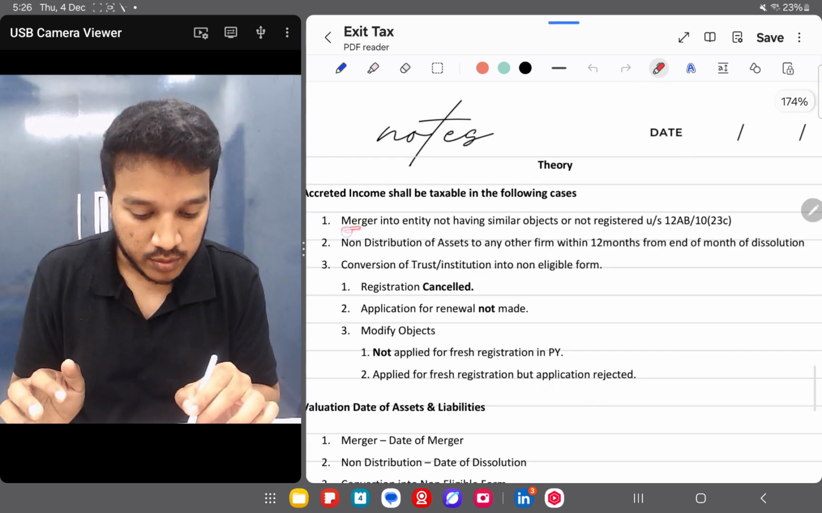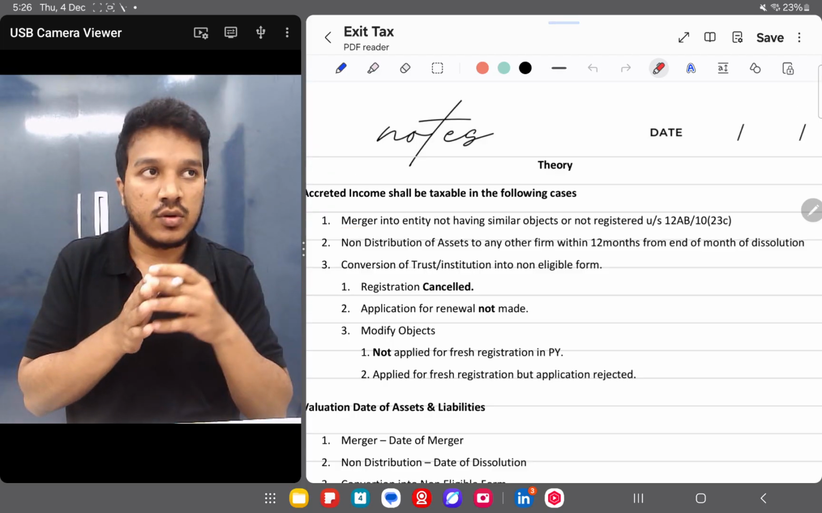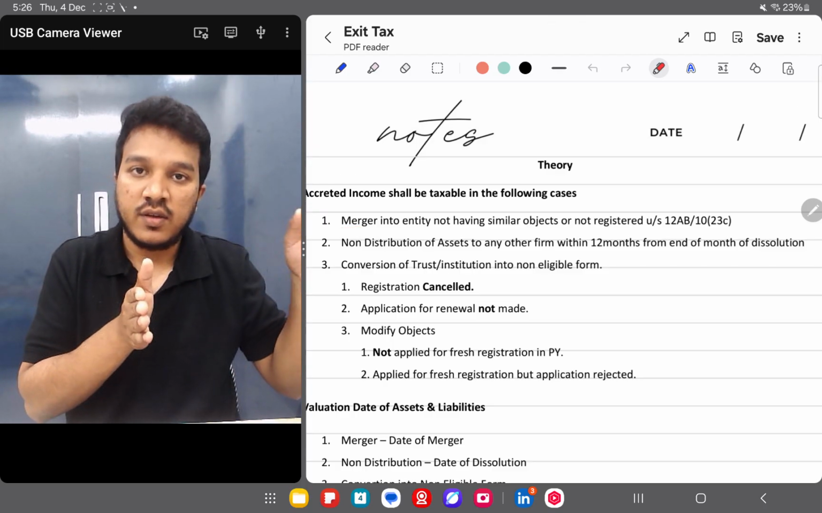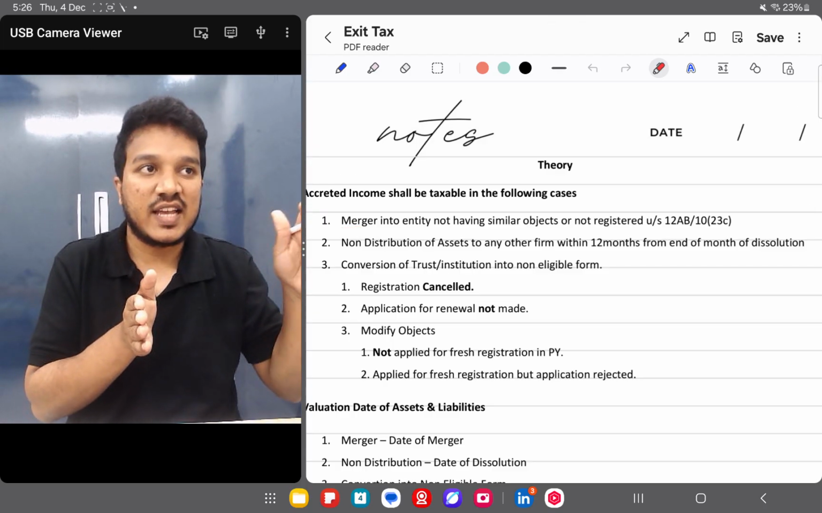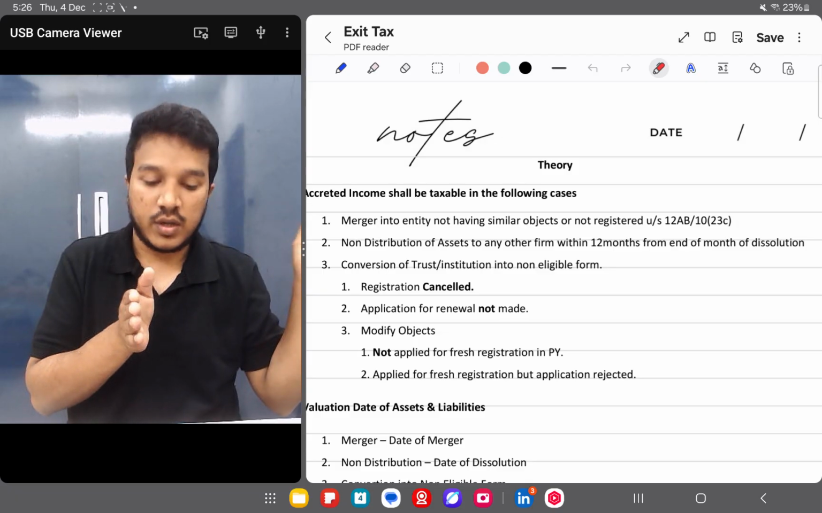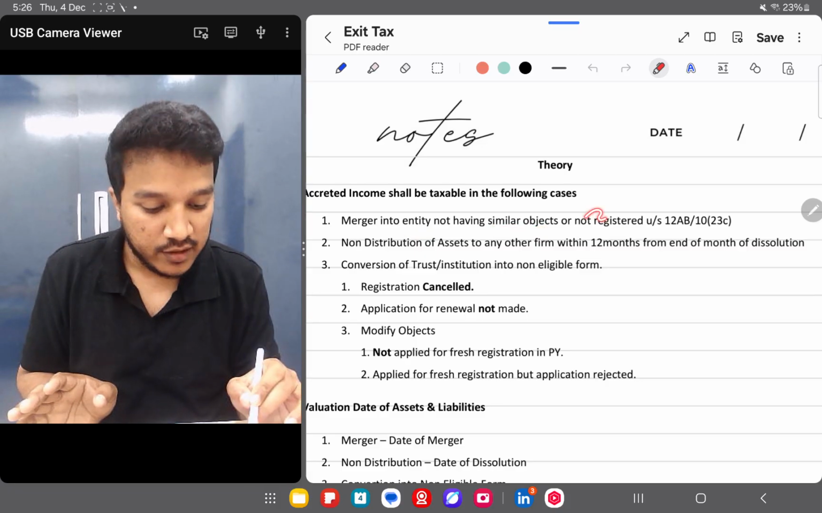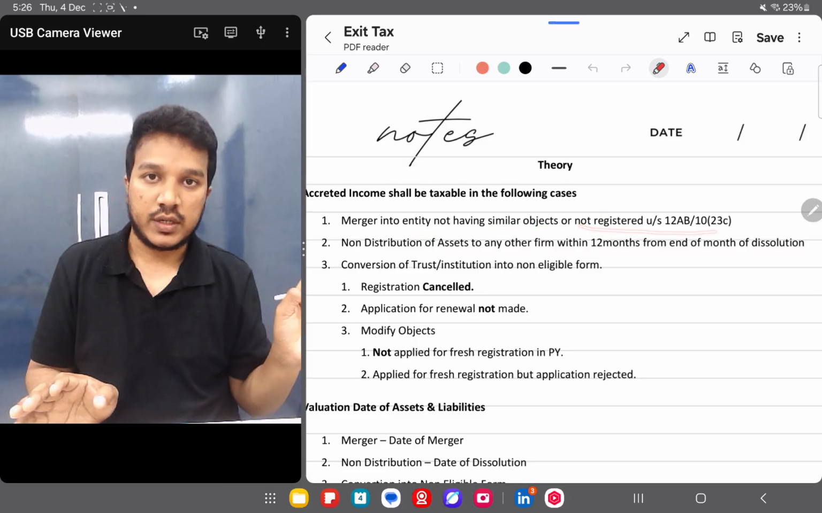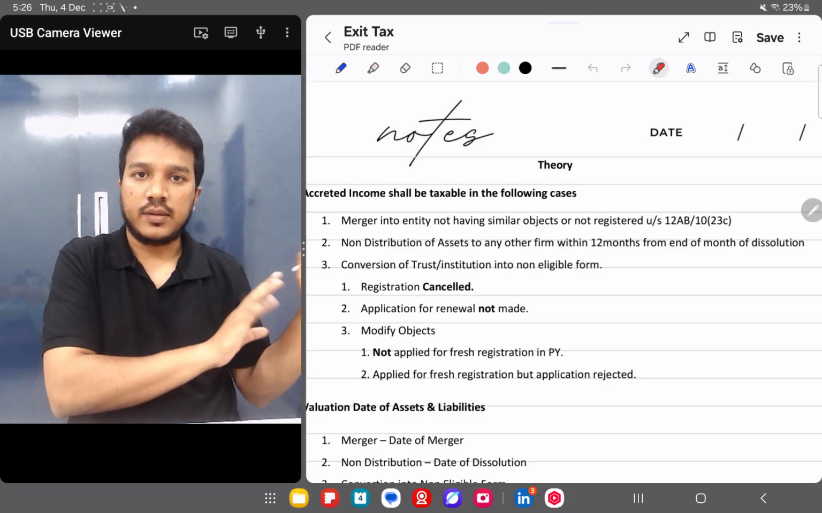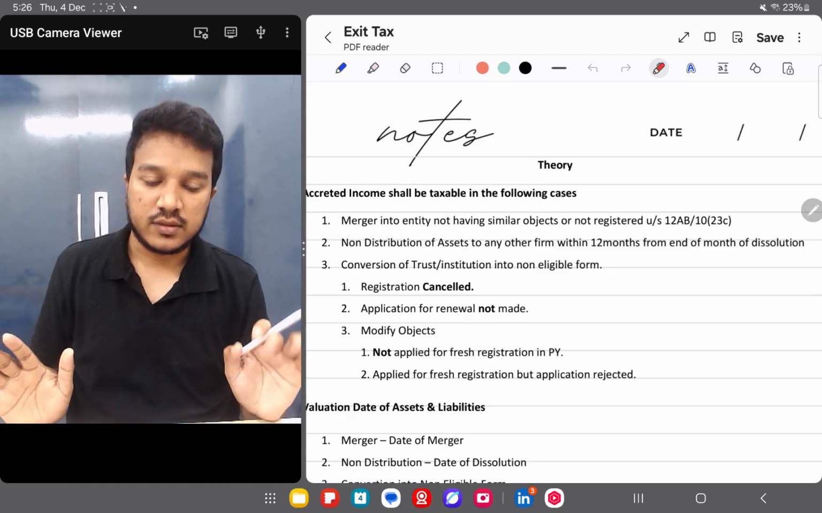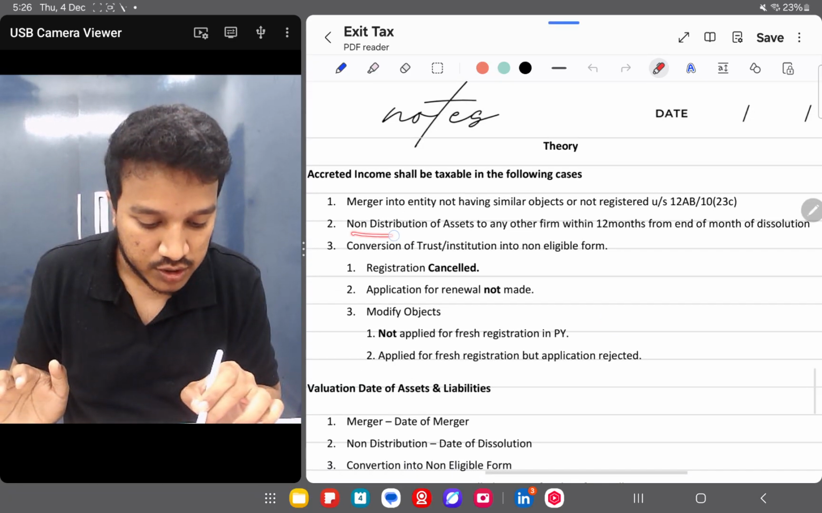First and foremost is talking about merger. Your trust merged with another entity which is not a trust or which is having different objects. Okay, merged into an entity not having similar objects and not registered under 12AB or 10(23C). Okay, if that other entity is formed, then you should calculate exit tax. Done. Next, non distribution of assets.